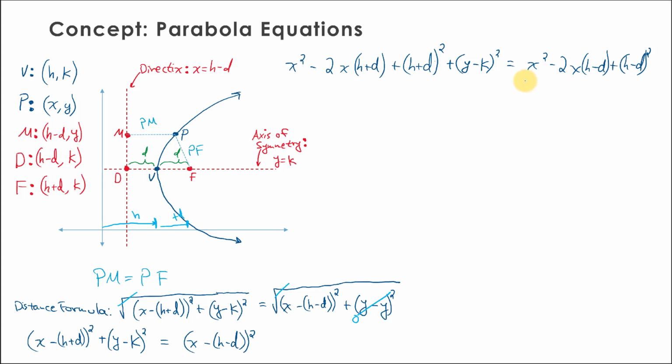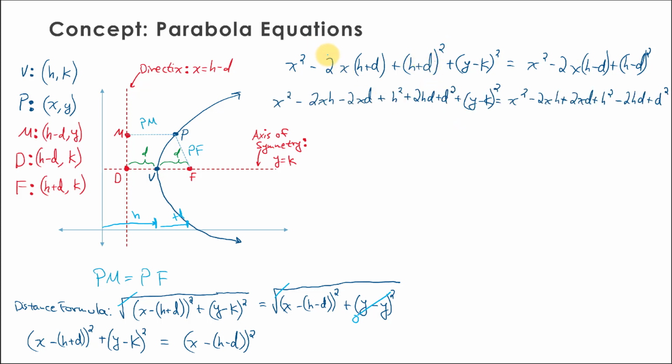And then we've got x squared minus 2x times h minus d, plus h minus d quantity squared. So I can further expand these h minus d and h plus d quantity squared, and distribute this 2x to both the h plus d and h minus d. Now I have this whole long equation, but I can start to simplify at this point because I've got x squareds and negative 2xh on both sides, and I've got h squared on both sides and d squared on both sides. So those start to go away.